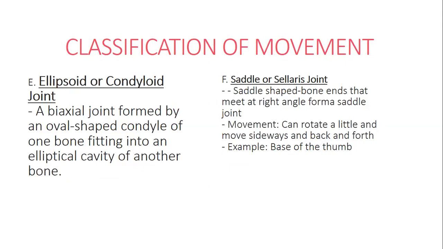Ellipsoid or condyloid joint is a biaxial joint formed by an oval-shaped condyle of one bone fitting into an elliptical cavity of another bone. And lastly, you have the saddle or sellaris joint, with saddle-shaped bone ends that meet at a right angle to form a saddle joint. It can rotate a little and move sideways and back and forth. An example of this is the base of the thumb, which is present in humans, some primates, and your pandas.